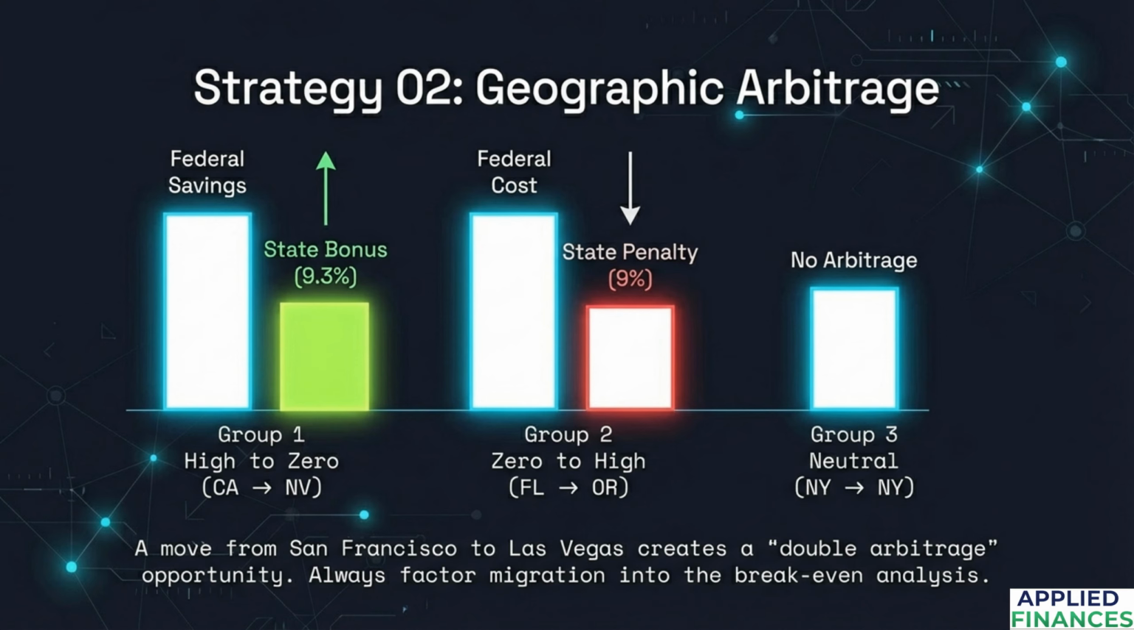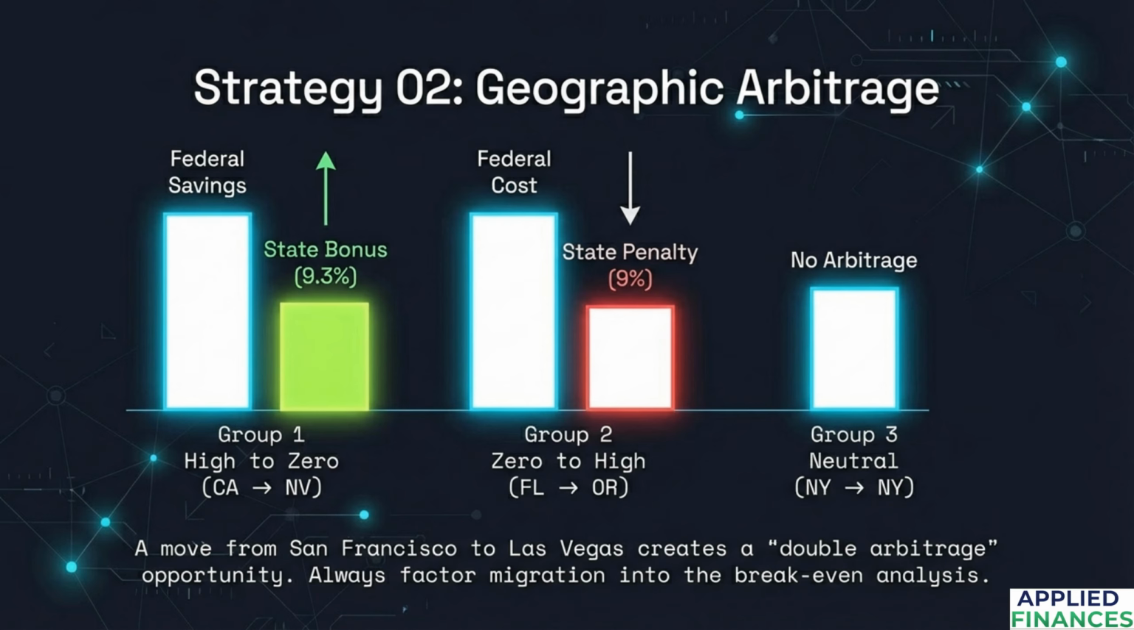Group 2 is the opposite, where moving from a zero-tax state like Florida to a high-tax state like Oregon creates a state penalty of 9%, which can actually wipe out your federal tax savings. Group 3 is neutral moves, where you stay within the same state system. A move from a high-tax city like San Francisco to a low-tax state like Nevada is a classic example of maximizing your wealth through relocation.